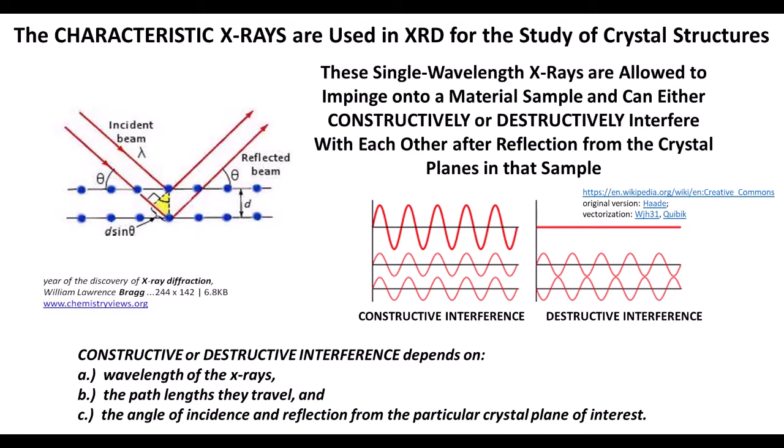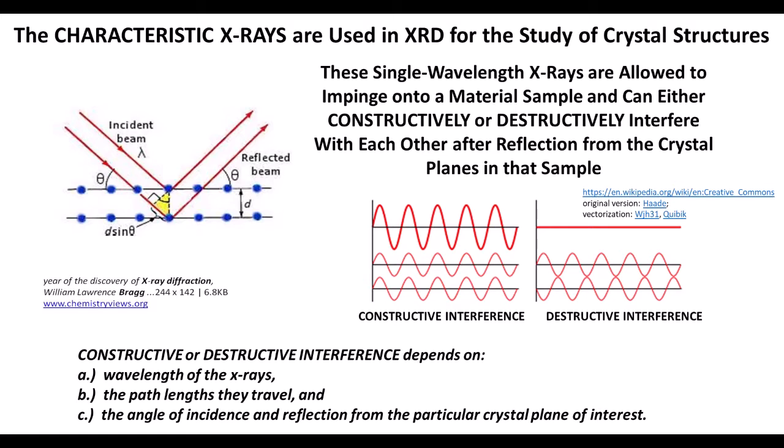We employ characteristic X-rays in the study of crystal structures within an XRD unit because the single wavelength nature of the characteristic X-rays allows us to control the occurrence of constructive or destructive interference between the X-rays and the crystal lattice of our sample. The conditions for constructive or destructive interference depend upon the wavelength of the X-rays, the path length that they will travel through the crystal and back out, and the angle of incidence and the angle of diffraction from the particular crystal planes of interest.